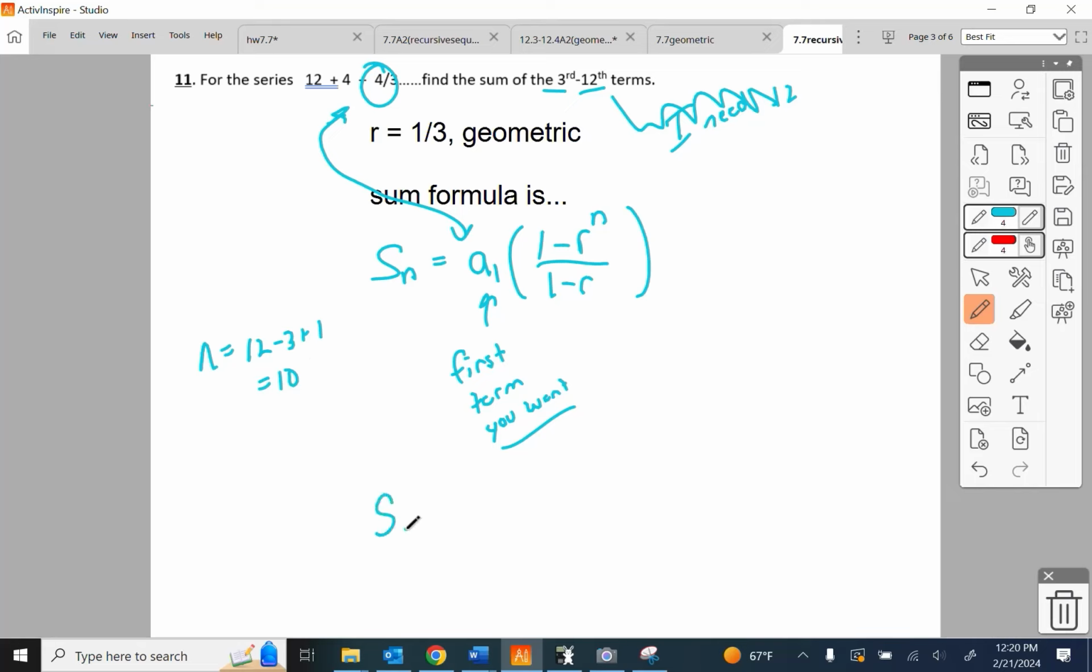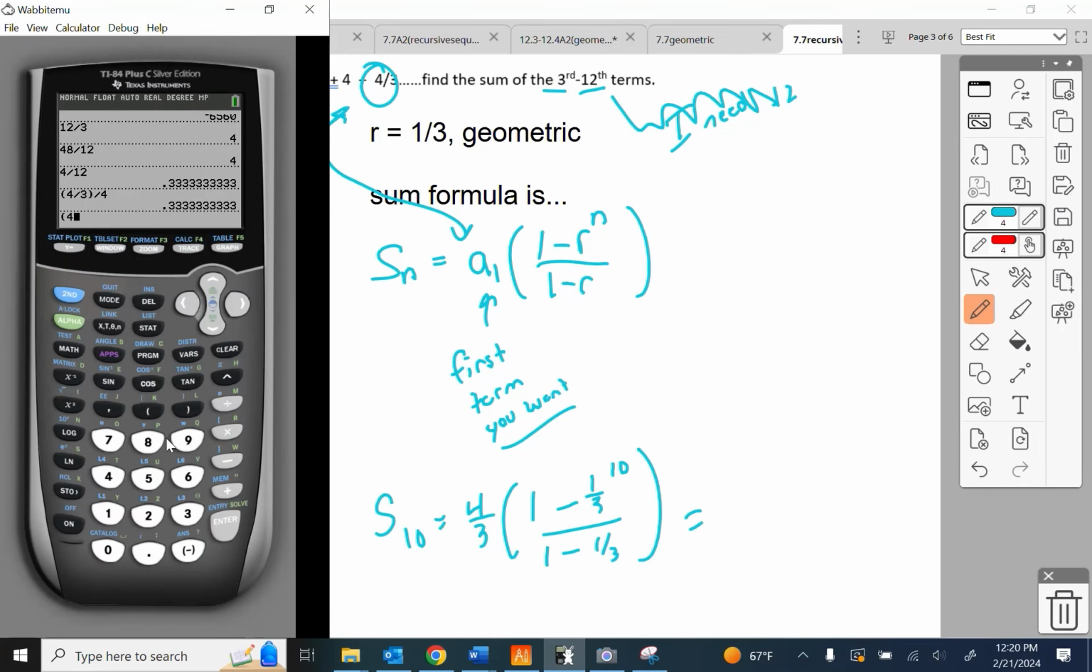But there are 10 things, and the sum of these 10 things must be the first term you actually care about, which is 4/3, times 1 minus the ratio, which is 1/3, to the 10th power, sitting pretty over 1 minus 1/3. And honestly, we'll just push buttons. That's what we'll do. We'll just push some buttons.